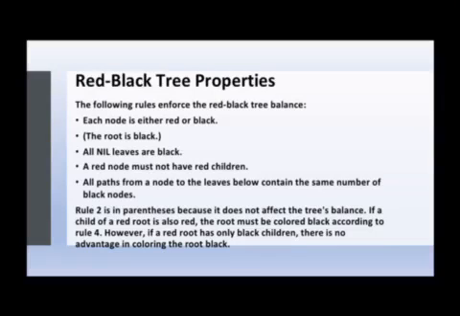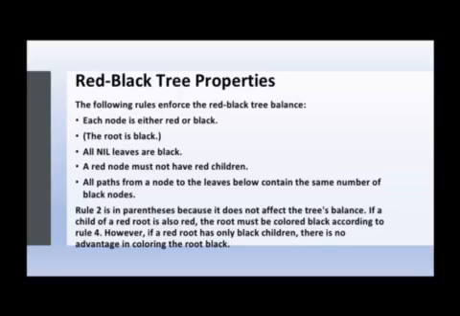Red-black tree properties. The following rules enforce the red-black tree balance. Each node is either red or black. The root is black. All NIL leaves are black. A red node must not have red children. All paths from a node to the leaves below contain the same number of black nodes.